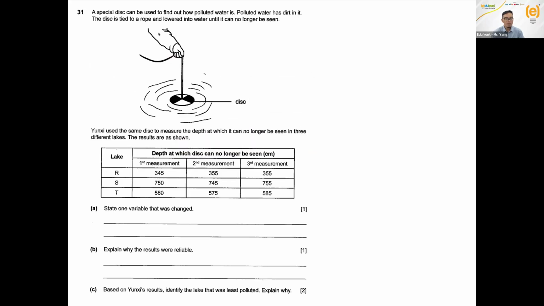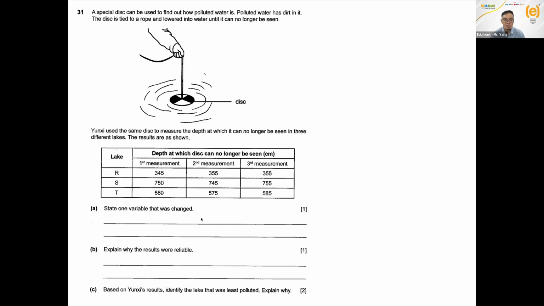Okay, now let's move on to question 31. A special dish can be used to find out how polluted the water is. Polluted water has dirt in it. Okay, so the dish is tied to a rope and lowered into water until it can no longer be seen. Yunsi used the same dish to measure the depth at which it can no longer be seen in 3 different lakes. So the results are shown below. State one variable that was changed. Explain why the results are reliable.